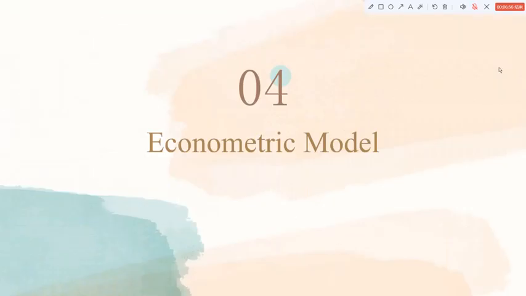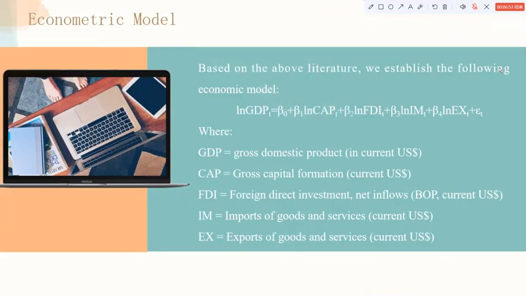Now, let's talk about part 4, the econometric model. Based on the above literature, we establish the following economic model: lnGDP equals beta 0 plus beta 1 lnCAP plus beta 2 lnFDI plus beta 3 lnIM plus beta 4 lnEX plus epsilon. To be specific, GDP is gross domestic product, CAP is gross capital formation, FDI is foreign direct investment, IM is import of goods and services, and EX is export of goods and services.